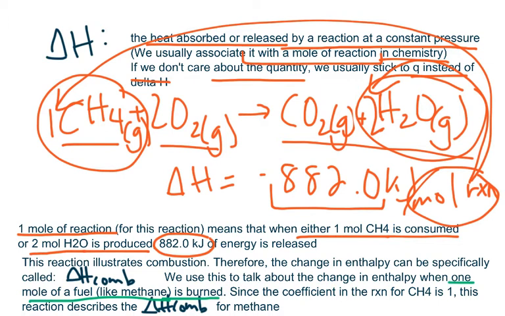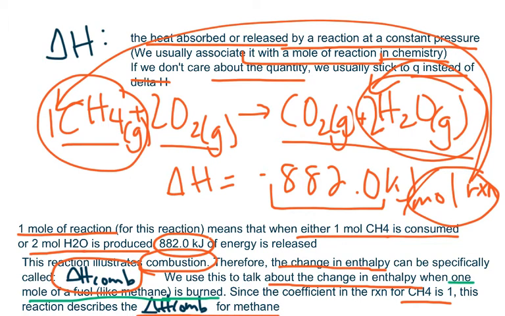So now that we've talked about that, let's talk about something special. This reaction illustrates combustion, as I just said. Therefore, the change in enthalpy can be specifically called the delta H of combustion, shortened to delta H comb, and we use this to talk about the change in enthalpy when 1 mole of a fuel, like methane, is burned. Since the coefficient in the reaction for methane is 1, this reaction describes the delta H of combustion for methane.